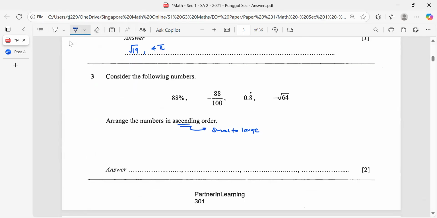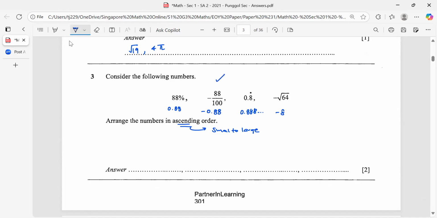So if we have 88%, that gives us 0.88. Negative 8 out of 100, negative 0.88. 0.8 with a dot on top, it will be 0.888. And negative square root 64 will give us negative 8. All right. So we see that actually in this list, there are two numbers that are negative and two numbers that are positive.